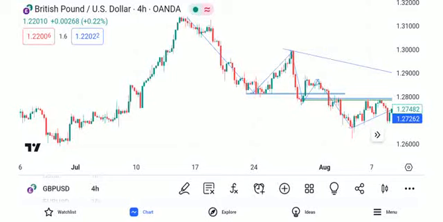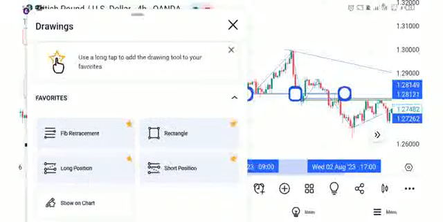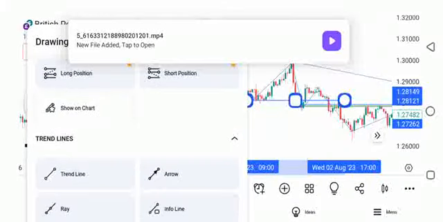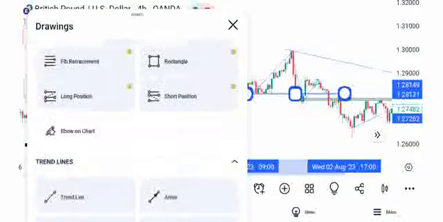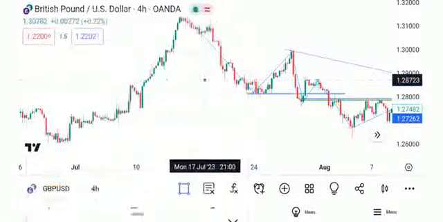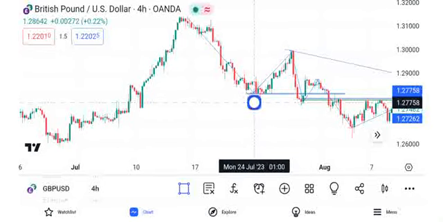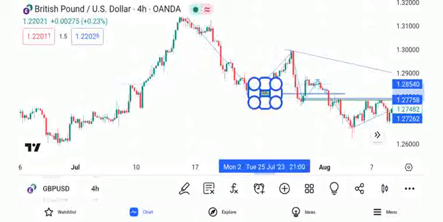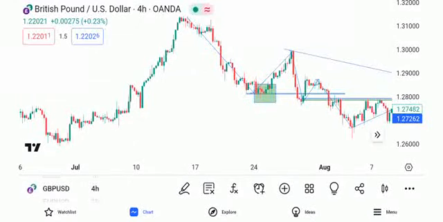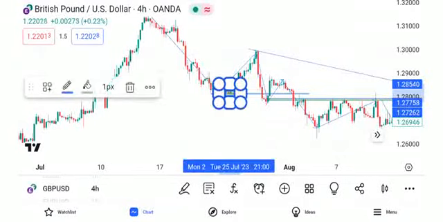Then for it to continue the downward movement, it has to reach this lower low here. This is the lower low I'm talking about. Yeah, this area here, this place. That's the lower low I'm talking about. Now it breaks this lower low.